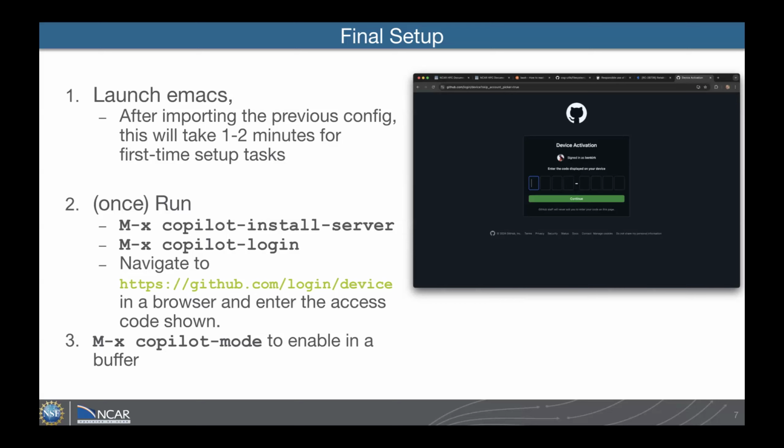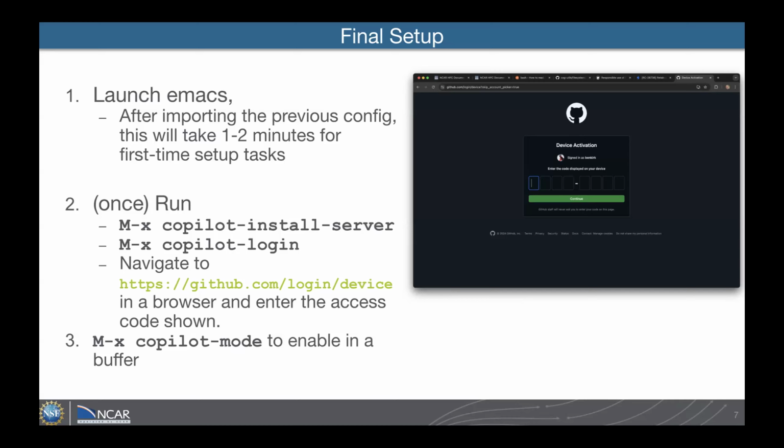Then there's a one-time configuration. In Emacs nomenclature, you run M-x copilot-install-server. That will, again, probably take another minute. That's going to invoke the node command and npm in the background to install the actual plugin into your .emacs.d workspace directory.